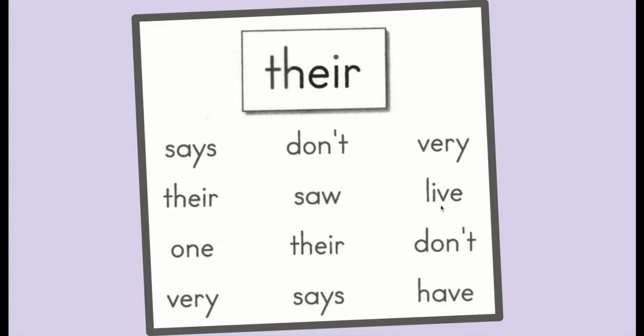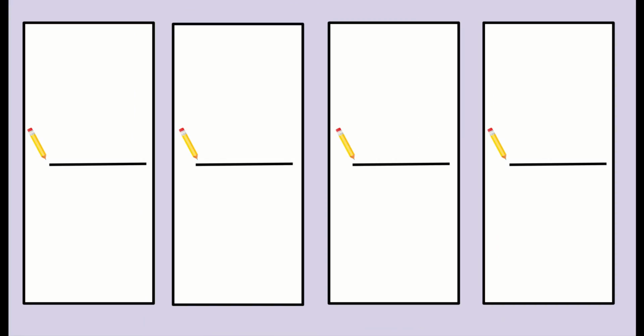Live or live, L-I-V-E. One, O-N-E, one. Their, T-H-E-I-R, their. Don't, D-O-N apostrophe T, don't. Very, V-E-R-Y, very. Says, S-A-Y-S, says. Have, H-A-V-E, have.